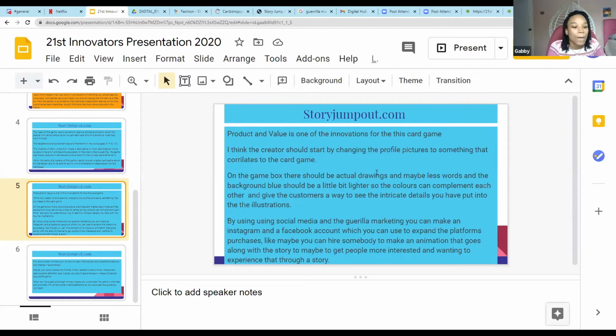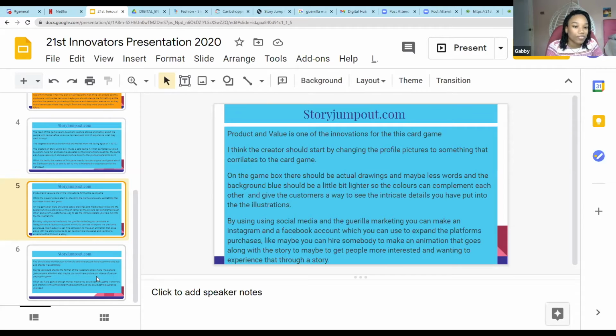And then, by using social media and guerrilla marketing, you can make an Instagram and Facebook account, which you can use to expand the platform's purchases. Like maybe you can hire somebody to make animations that can go along with the story that you're telling and make people more interested and want to experience the stories through the game.